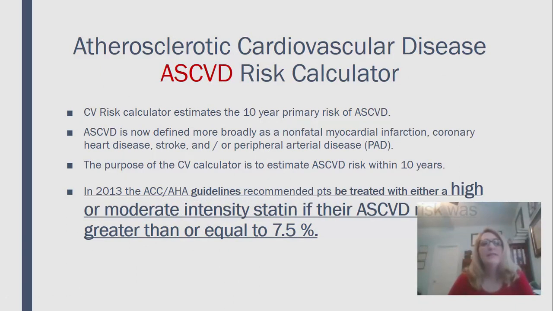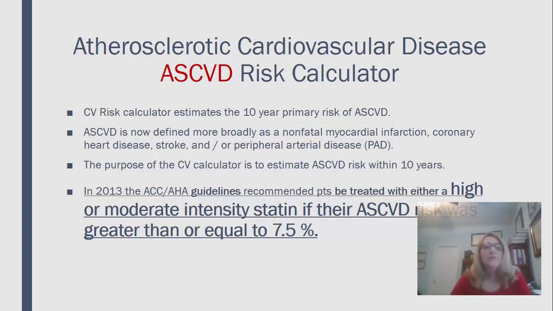Atherosclerotic cardiovascular disease, ASCVD risk calculator. The cardiovascular risk calculator estimates the 10-year primary risk of ASCVD. ASCVD is now defined a lot more broadly than it used to be. It's non-fatal MI, coronary heart disease, stroke, and now peripheral artery disease. The purpose of the calculator is to estimate ASCVD risk within 10 years.